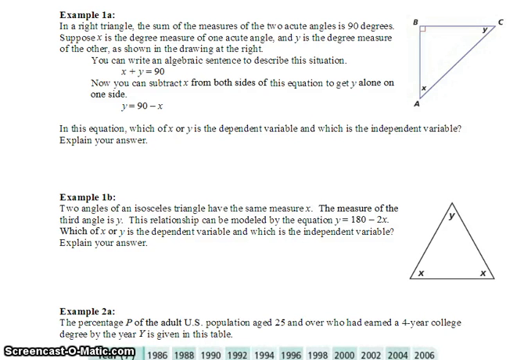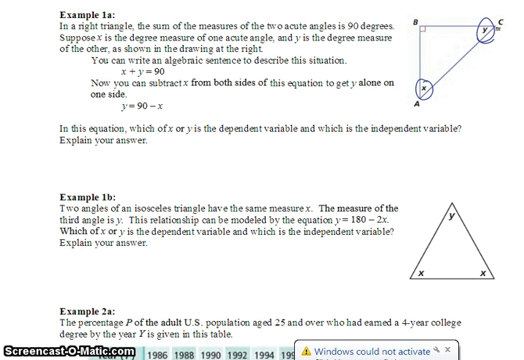This is the second part to lesson 1.2. We're going to do 4 examples talking about dependent variables, independent variables, and functions, just to help you understand functions better. So example 1a: in a right triangle, the sum of the measures of the two acute angles is 90 degrees. So you have x and y equaling 90 degrees.